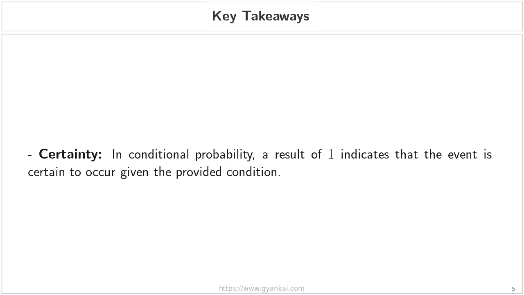Key takeaways. First, let's talk about the concept of certainty. Throughout our discussion of these properties, you've noticed that whenever we arrive at a probability of 1, it signifies that the event is absolutely certain to occur, provided that our given condition is met. In the world of conditional probability, a result of 1 means there is no uncertainty left regarding the outcome.